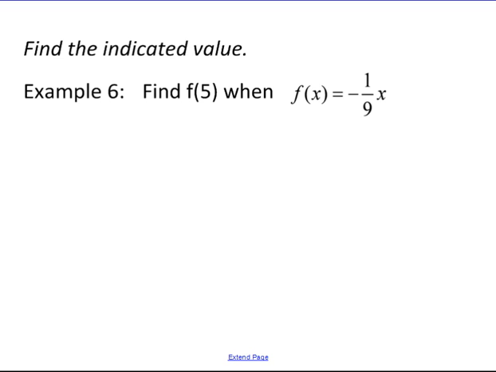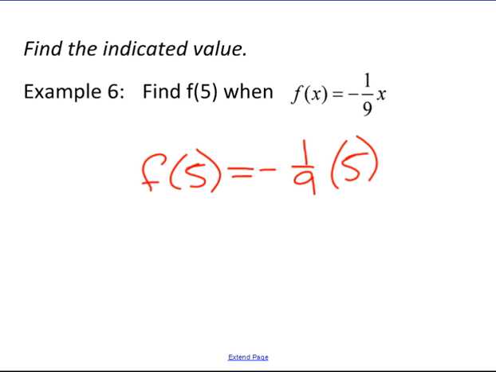All right, example 6. Find f of 5. So I'm going to take 5 and plug it into my equation, I mean. Negative 1/9, multiply it times 5. If you recall from fractions, both of them need to be fractions, so I'm going to put a 1 on the bottom. And when you multiply fractions, you multiply the top, you multiply the bottom. So 1 times 5 is 5, 9 times 1 is 9.